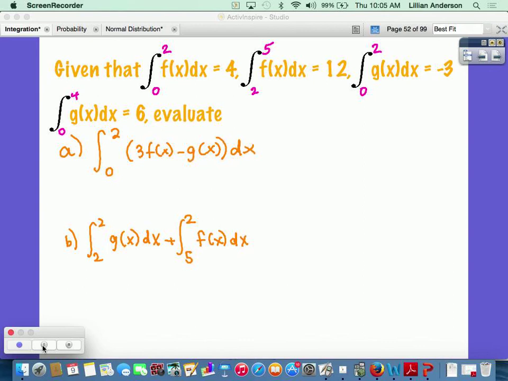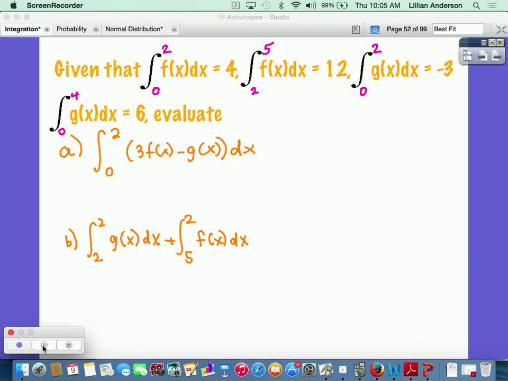We don't have specific functions just yet, but we do know that the integral of f of x from 0 to 2 equals 4. The area underneath that curve is equal to 4. And so we can use this information to help us actually evaluate a. So from 0 to 2 of 3f of x minus g of x dx.